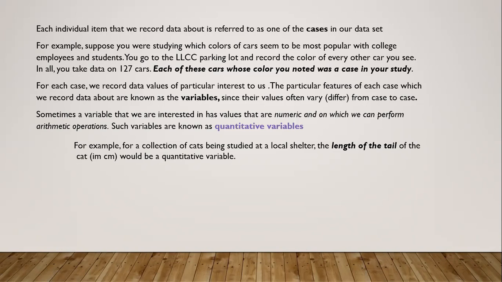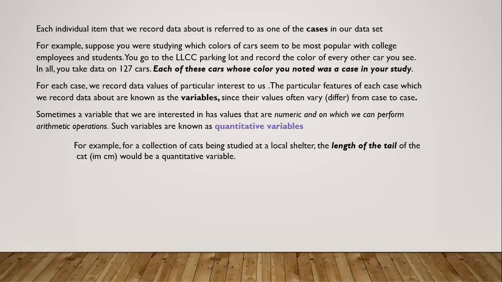Now, when it comes to variables, we have a couple of different descriptive words that we use for variables. Sometimes a variable has values that are numeric and that we can perform arithmetic operations on. Those variables we're going to call quantitative variables. For example, suppose that you are studying cats that are being housed at a local animal shelter. And suppose you go and you measure the length of the tail of each of the cats at the shelter. Well, that length of the tail in centimeters, for example, would be an example of a quantitative variable. Those lengths are numbers that we can perform arithmetic on.